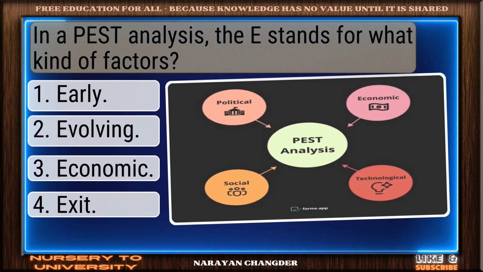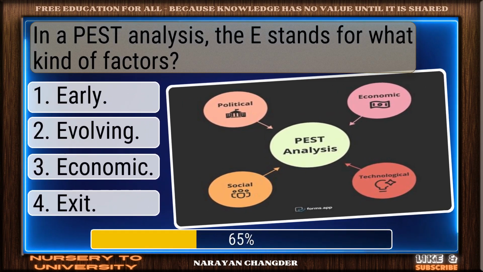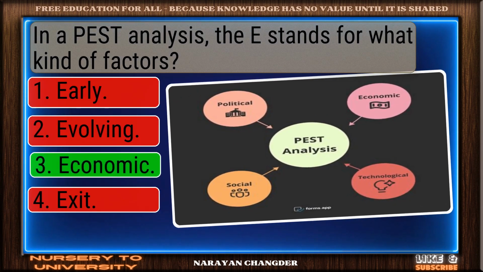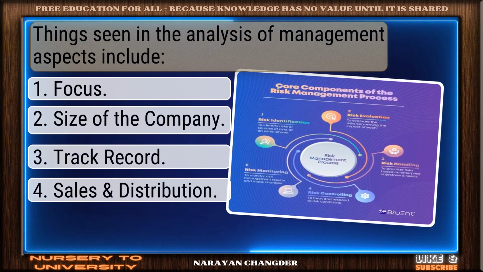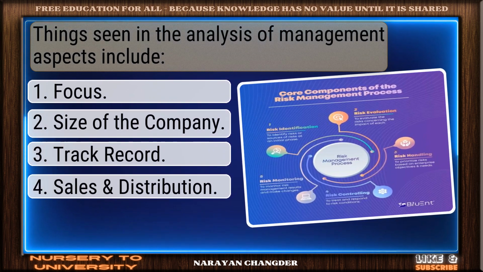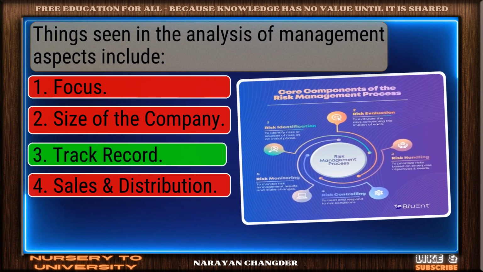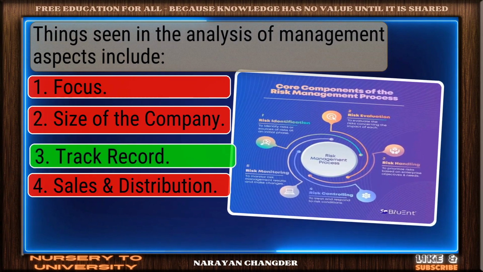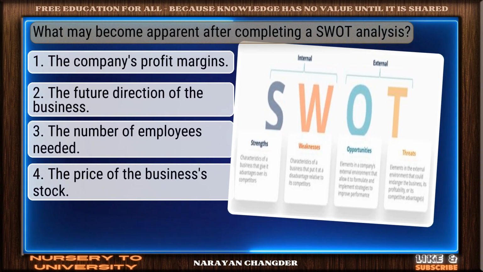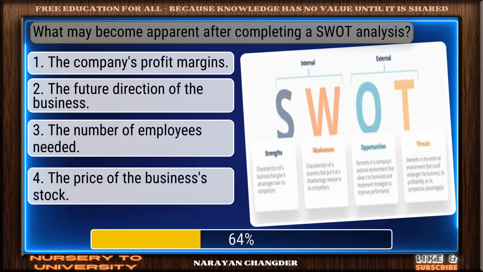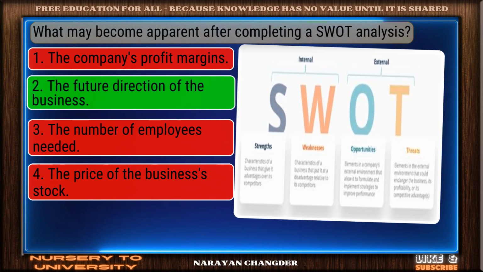Question number 40. In a pest analysis, the E stands for what kind of factors? Right choice. Economic is the best answer. Question number 41. Things seen in the analysis of management aspects include. Great thinking. Track record is the right choice. Question number 42. What may become apparent after completing a SWOT analysis? You got it. Your choice, the future direction of the business is right.